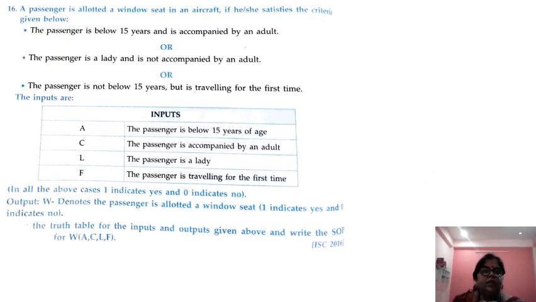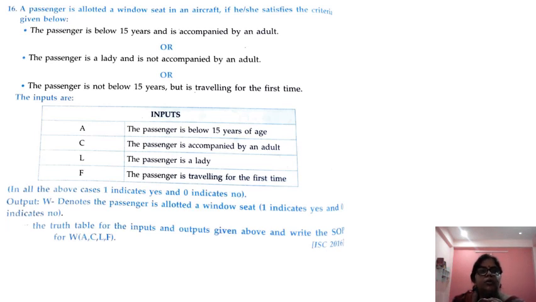Now see students, there is a question, this type of question comes in your board exam. Pay attention towards the question. A passenger is allotted a window seat in an aircraft if they satisfy the criteria given below. See the criteria, all the 3 criteria should be there.